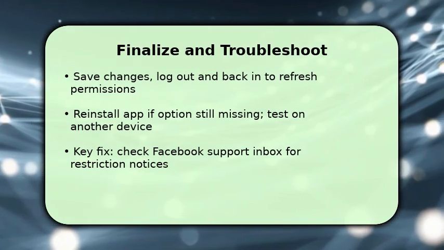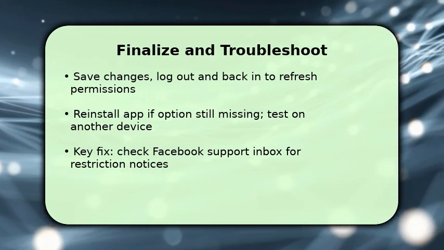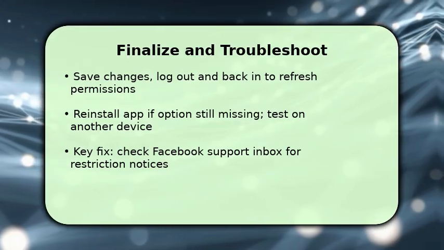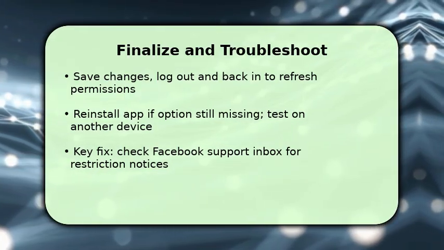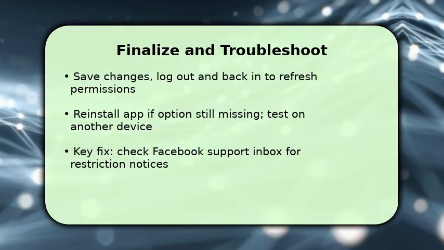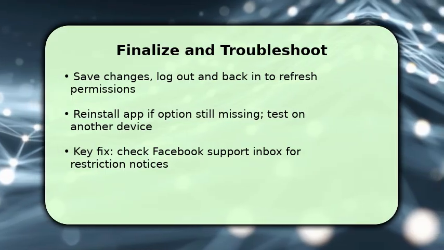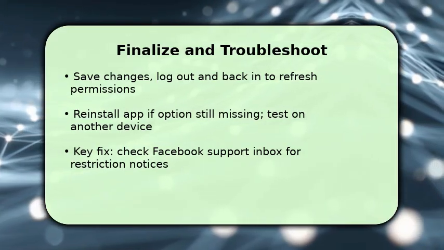Finish by saving all changes and refreshing your session. Log out and back in so Facebook applies new permissions. If the C option still won't appear, reinstall the app or test on a different device or browser to rule out local glitches. Make sure any pending account restrictions are cleared.